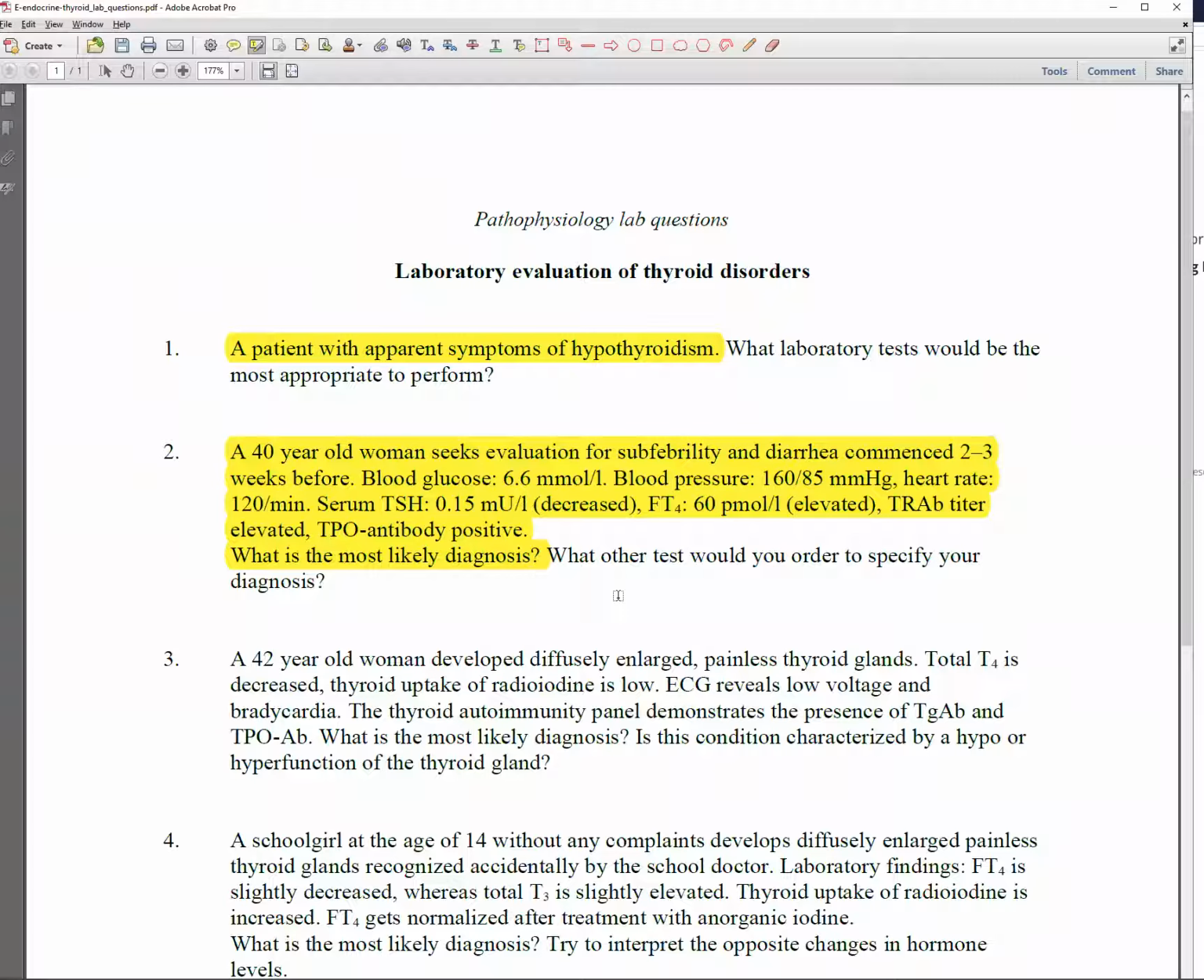Could you do the ultrasound and the scintigraphy and cytology? Radioactive iodine scintigraphy and ultrasound? That should be enough. Yes, that's enough. Okay, good. See, simple question.